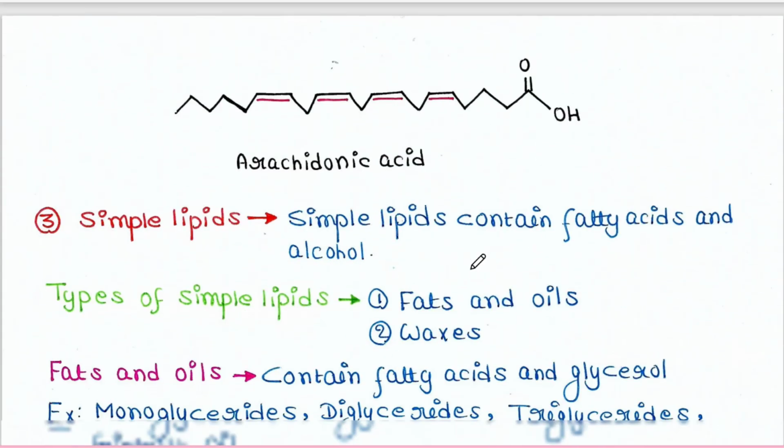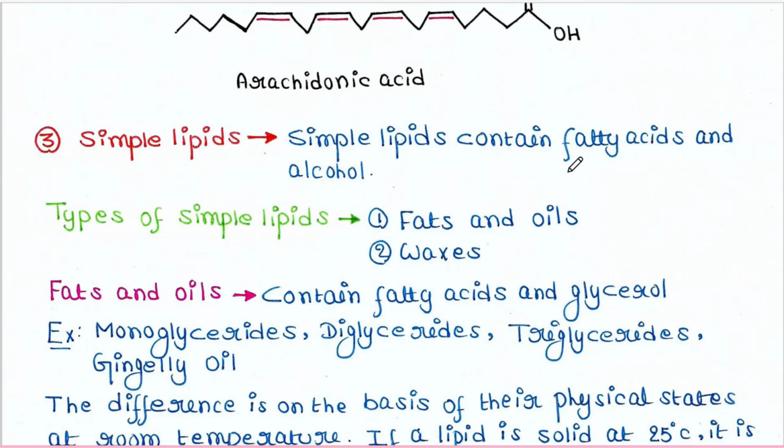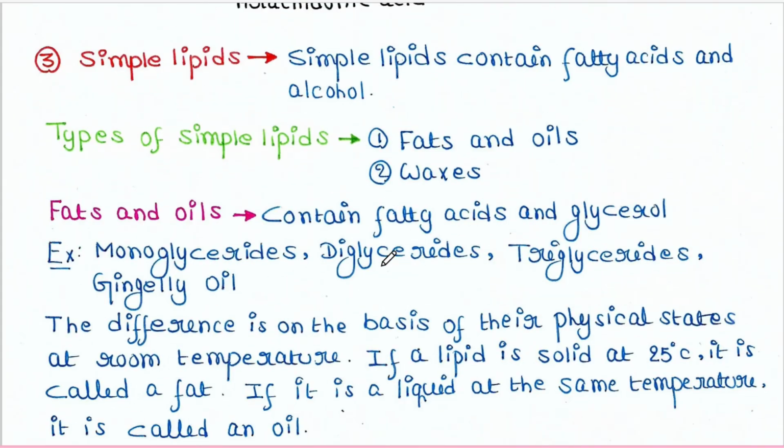Next is simple lipid. Simple lipids contain fatty acids and alcohol. There are 2 types of simple lipids: fats and oils, and waxes. Fats and oils contain fatty acids and glycerol as the alcohol. For example, monoglycerides, diglycerides, triglycerides, gingerly oil, etc.